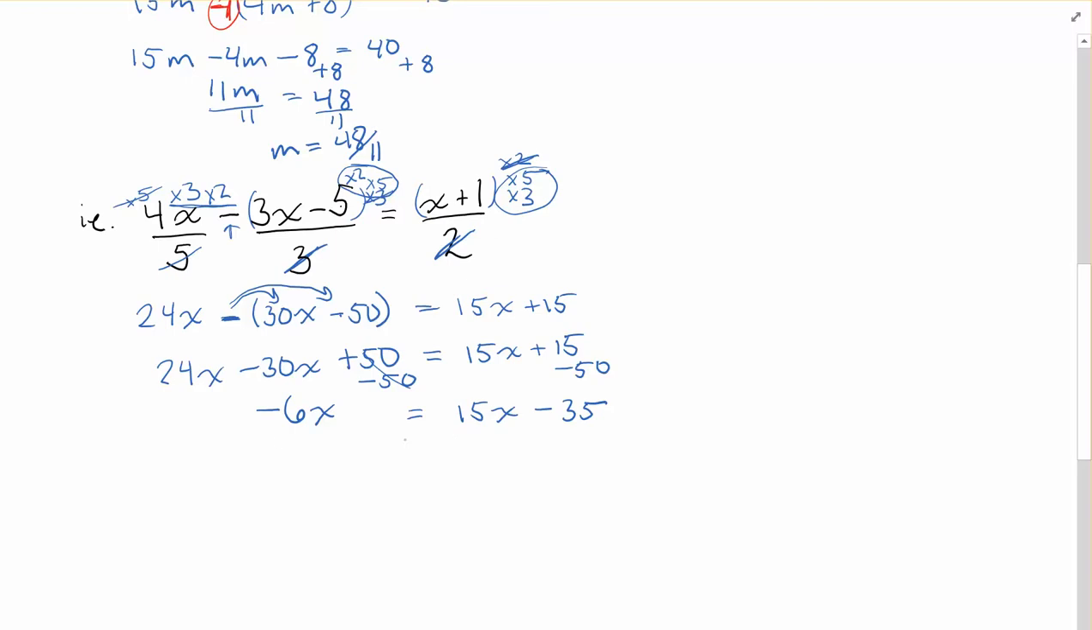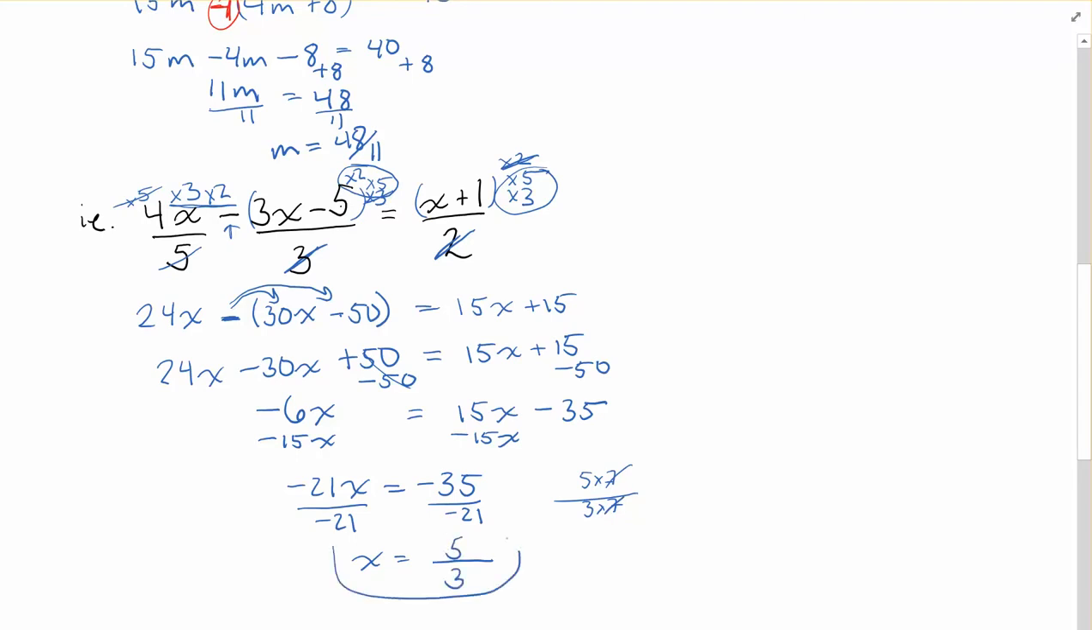Thinking about taking the x's to the other side, I'm going to subtract 15x from this side, and subtract it from the other side as well. So I've got negative 21x is equal to negative 35. Dividing by negative 21, divide by negative 21, x is equal to, let's do this out for ourselves real quick. A negative divided by negative, those will cancel, so it's going to be a positive number. And 35, that's 5 times 7. And 21, that's 3 times 7. So I know I can cancel out the 7s or simplify that fraction to just be 5 over 3. So when you can simplify the fraction, make sure you do that.